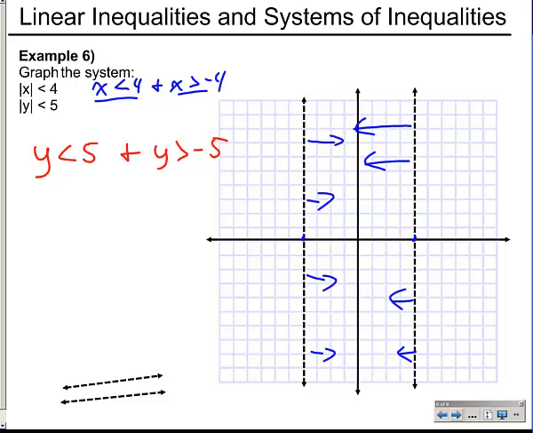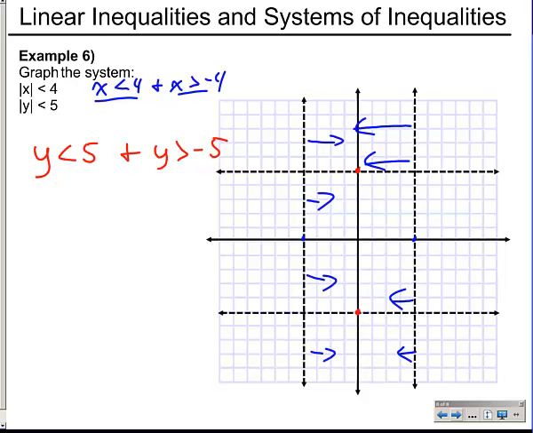1, 2, 3, 4, 5. There's the point from my first line. 1, 2, 3, 4, negative 5. There's the point from my second line. Now draw my horizontal lines. And there's my first horizontal line, and my second one.